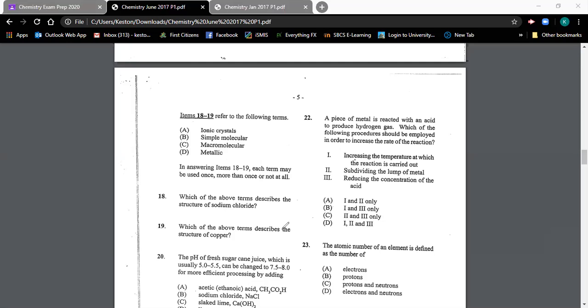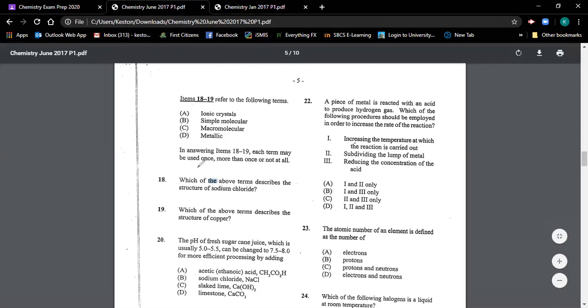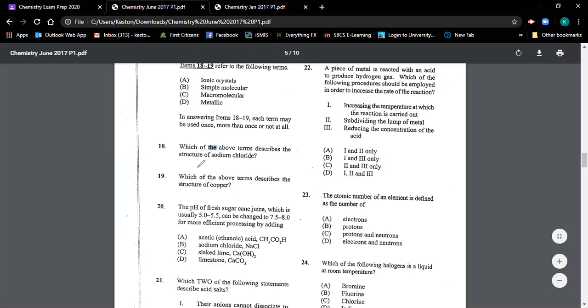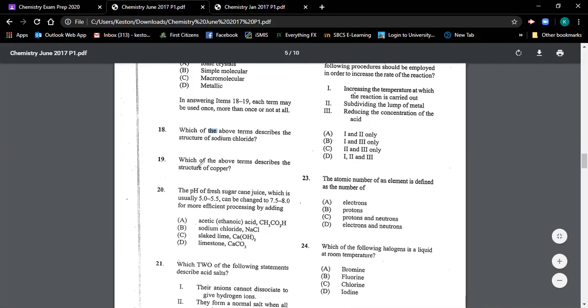19. Which of the above terms describe the structure of copper? Yes, that's correct. D, metallic. Very good. 20. The pH of fresh sugarcane juice, which is usually 5 to 5.5, could be changed to 7.5 to 8 for more efficient processing by adding what?